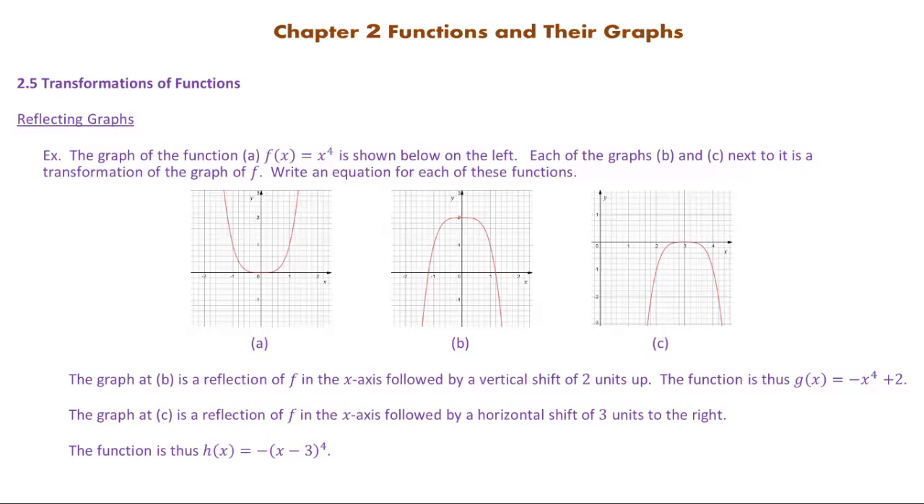Okay. So you have to do this step by step. Does it make sense? So you get the negative of x to the fourth when you reflect across the x-axis. And then you move 3 units to the right. So x becomes x minus 3. So at the end, you get the function h equals negative of x minus 3 to the fourth. Okay, so that's how you do it.